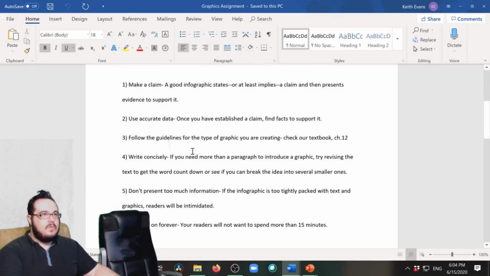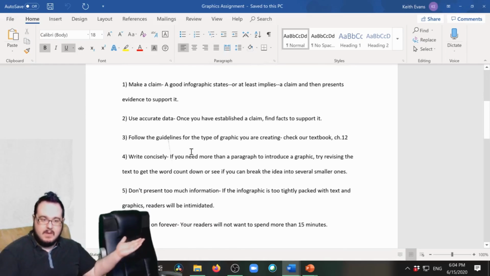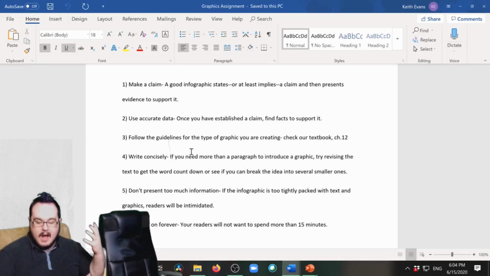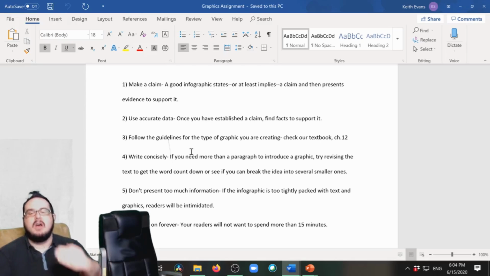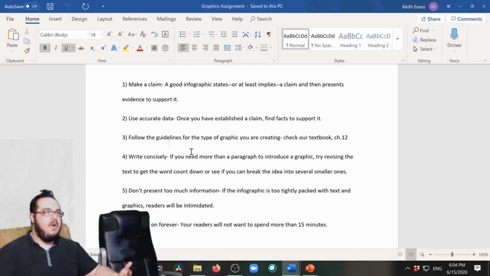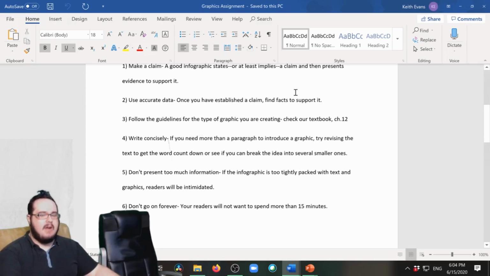So, your graphic has to make a claim. You need some form of quantifiable or verifiable information that you are codifying in this image to make it easily understood by your readers. It has to be accurate data. It can't be falsehoods. It has to have some bearing in reality, research or otherwise. You need to follow the guidelines of the textbook, and I'll go over a few of them in a little bit. Also, you need to have a paragraph. It's not just the graphic alone that suffices for this project.